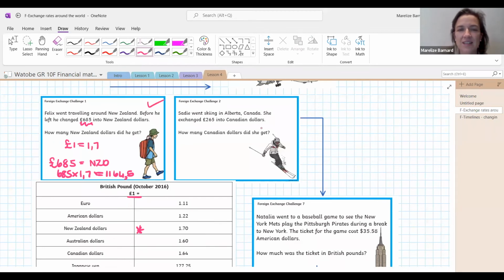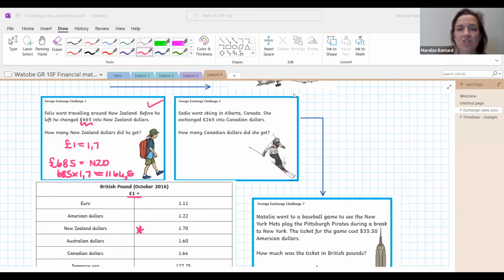We are going skiing in Alberta, Canada. Nice. Personally, I don't like skiing because the one and only time I tried skiing, I fell over many times. So I'm not going to try it again. But anyway, Sadie goes skiing in Alberta, Canada.